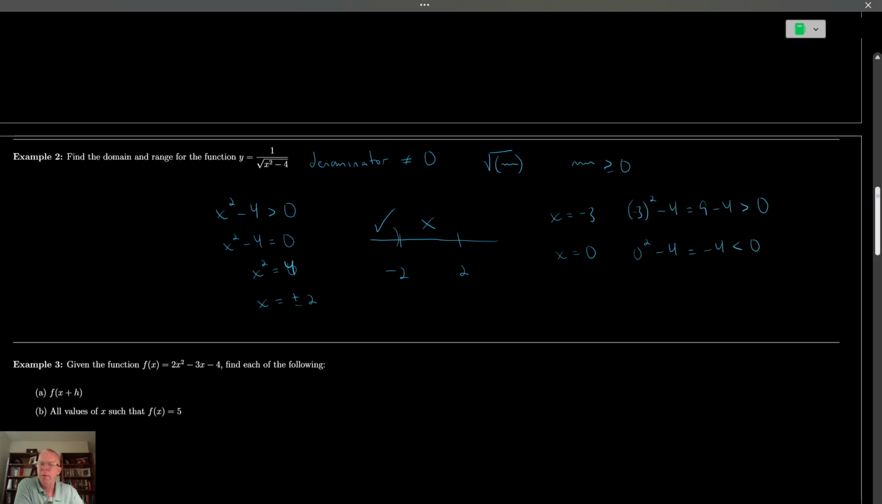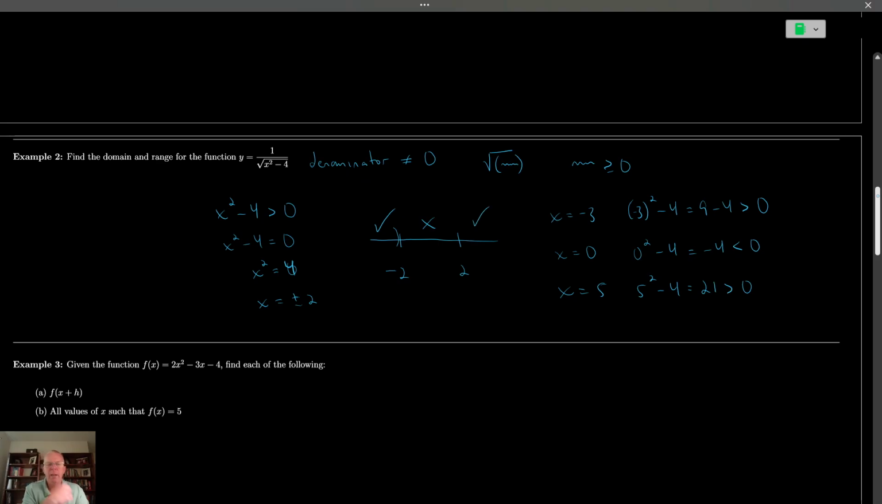Now let's pick a number that is greater than 2. We can pick 5, you can pick 3, you can pick 2.5, whatever you want. So 5 squared minus 4 would be 25 minus 4, that's 21. That one is greater than 0, so this works.